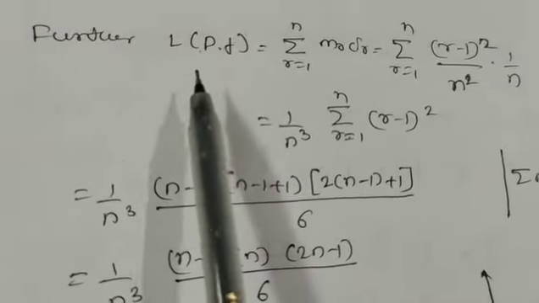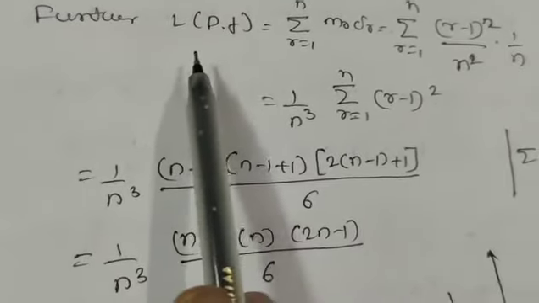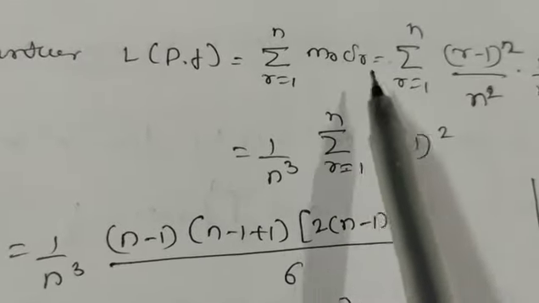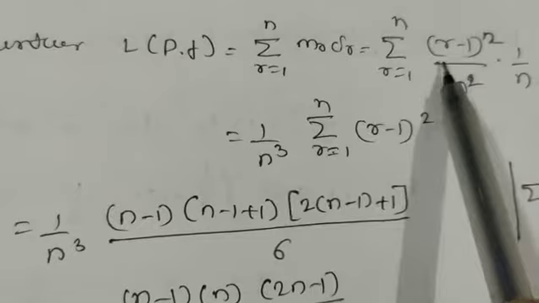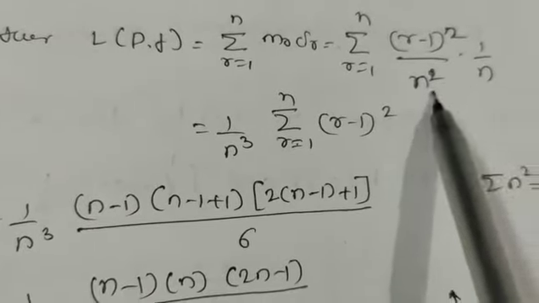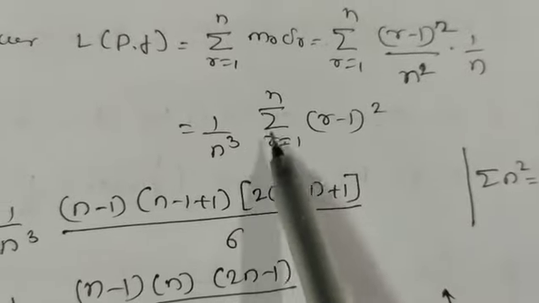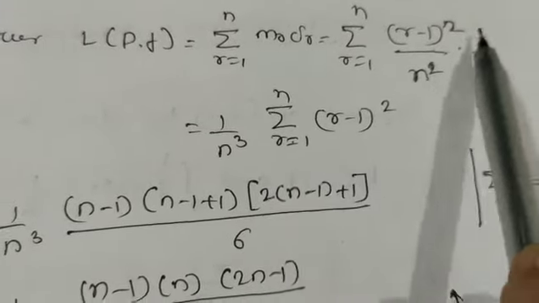And this is LPF, the lower Riemann sum, equal to the sum from r equals 1 to n of small m_r delta r. It is equal to the sum from r equals 1 to n, where m_r is (r minus 1) whole square divided by n square, into delta r which is 1 by n. So let us take 1 by n cube outside, sum from r equals 1 to n of (r minus 1) whole square.